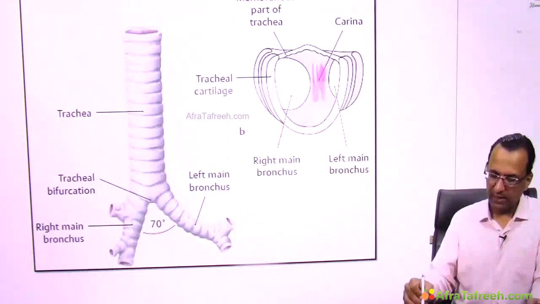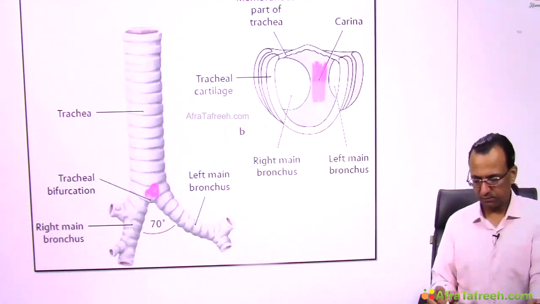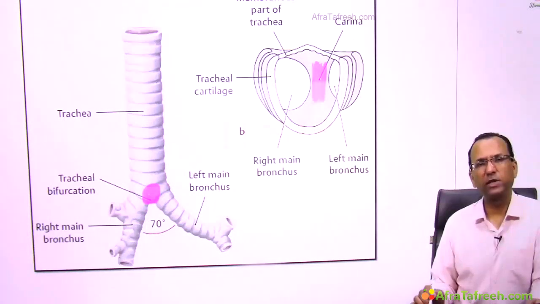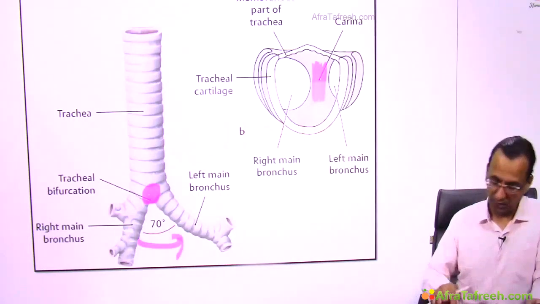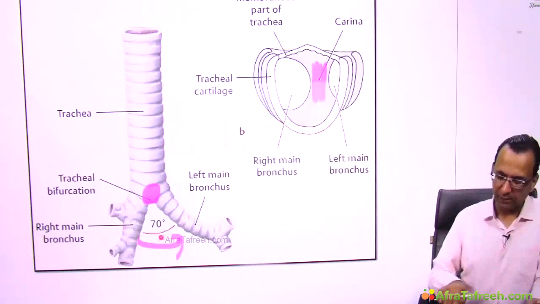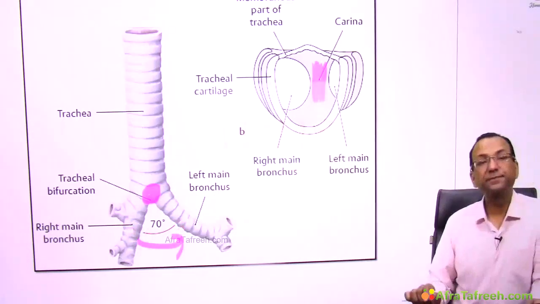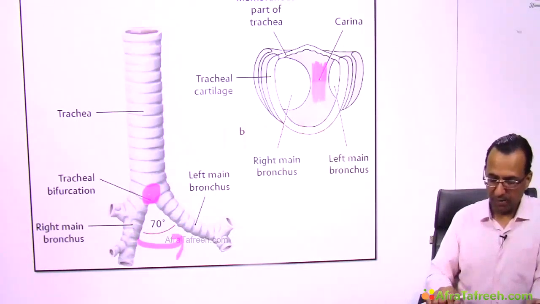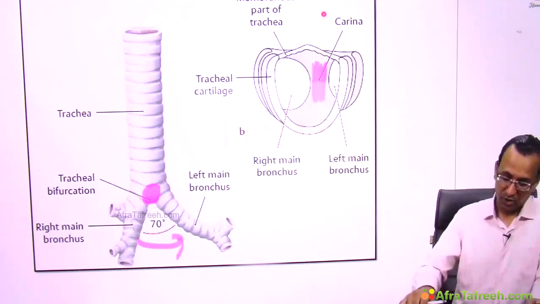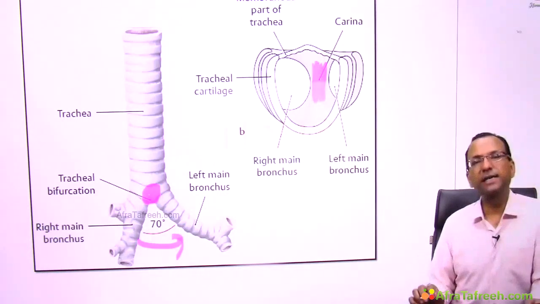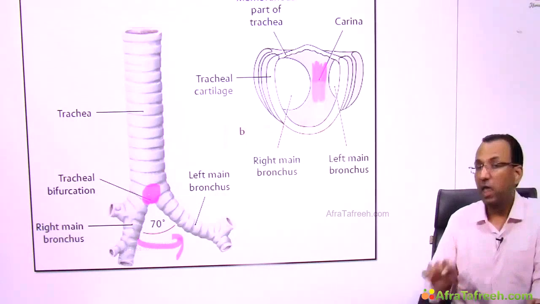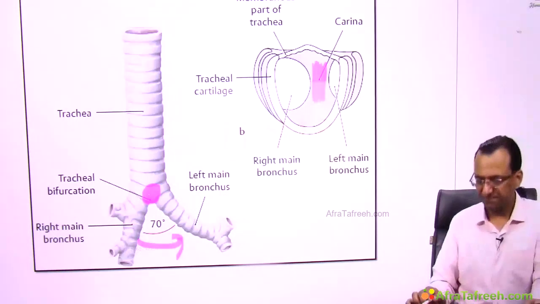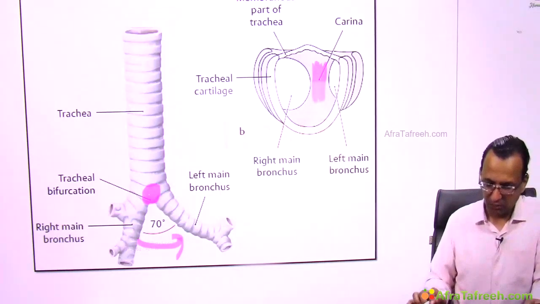Carina is actually here at the tracheal bifurcation. What is the angle between left and right principal bronchus? 70 degree is a question. So the angle between right principal bronchus and left principal bronchus is 70 degree. And this is the bifurcation, there you have the carina. Now, some books will say carina is at T4 level. Some will say just between T4, 5. Some will say upper border T5. Some will say upper border T6. That is a controversy. So we'll discuss it again in the thorax.